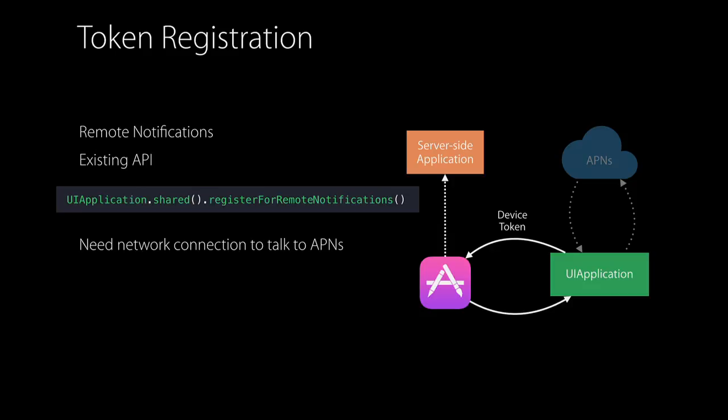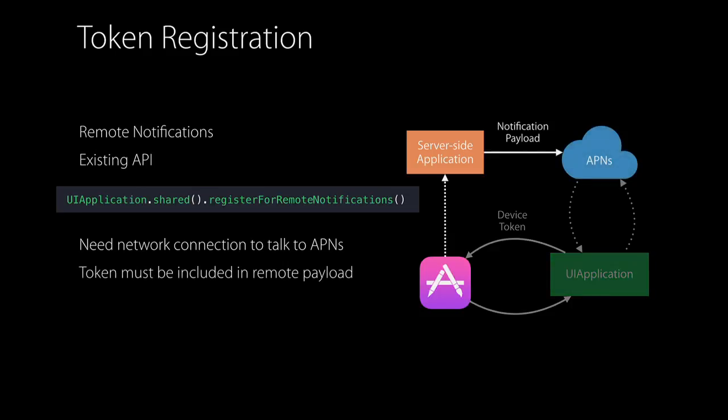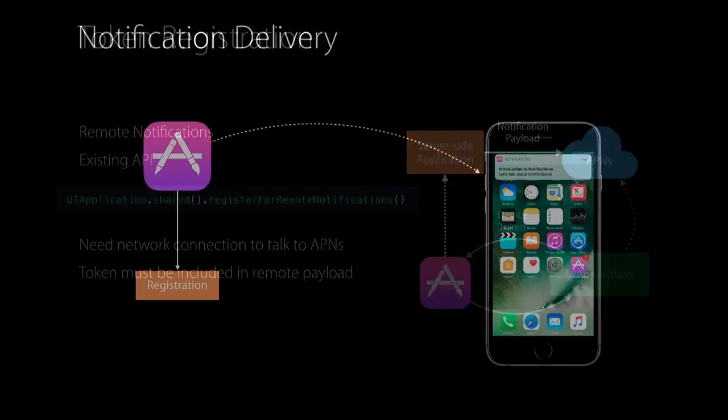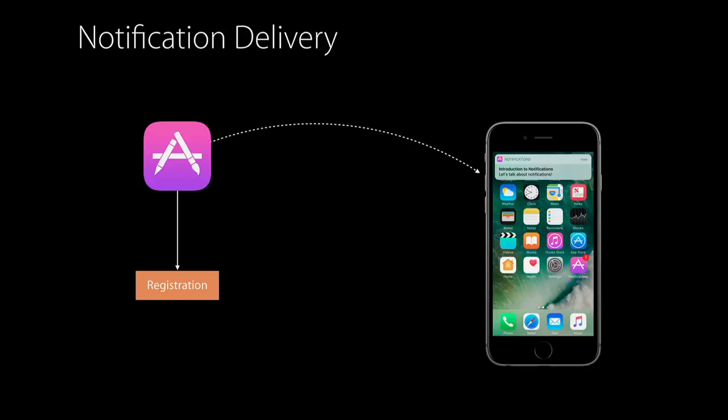server-side application. Now, this is important because this token needs to be included as part of the notification payload that your remote side application is passing to APNS, because this token acts as the key for identifying your device and the application to which it wants to send the notification. So that was registration. Now your application is ready to start sending notifications to users.